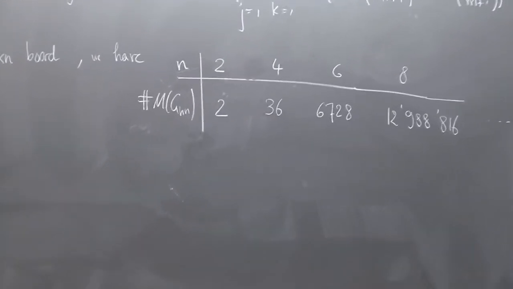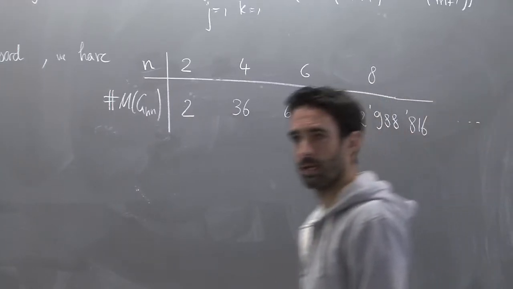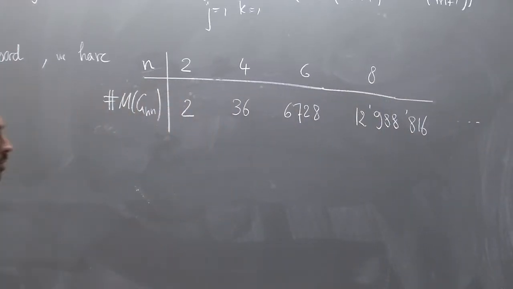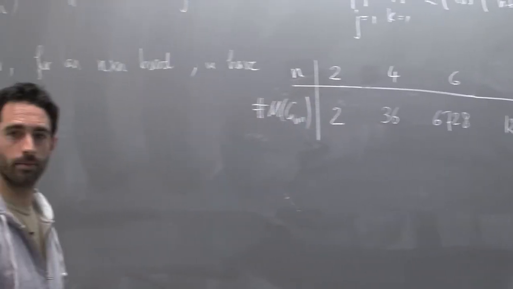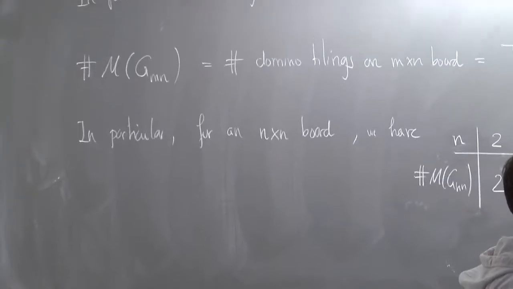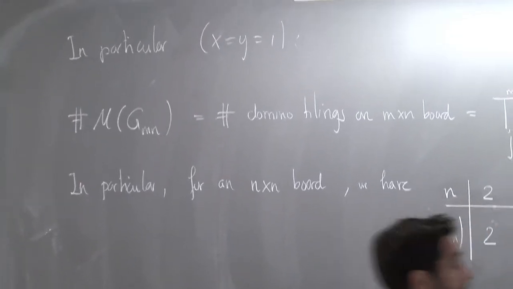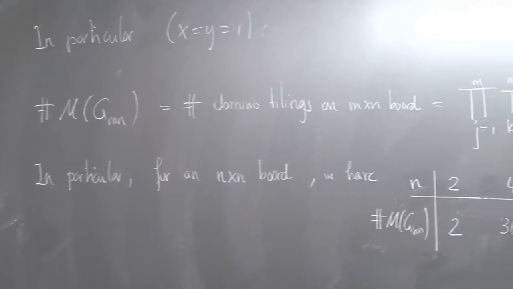So in this case, it's not only that you're able, if you really want, to compute things in polynomial time, it's that you have really a closed formula. This I find a really amazing result. It's due to Kasteleyn, in 1961.